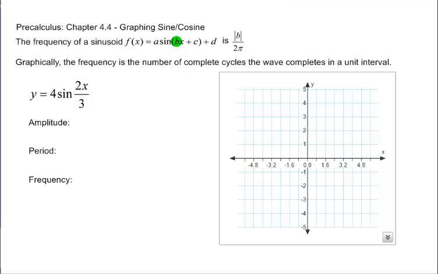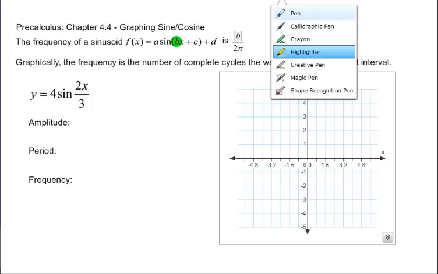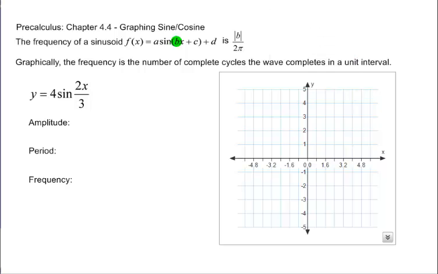What does this mean graphically? Well, it means that the frequency is the number of complete cycles that a wave completes in a unit interval. This is really interesting, so let's go through this one real quick. Our amplitude is 4. Our period is 2 pi divided by 2/3. So what does this look like? This looks like 2 pi times 3 over 2, which is 3 pi.